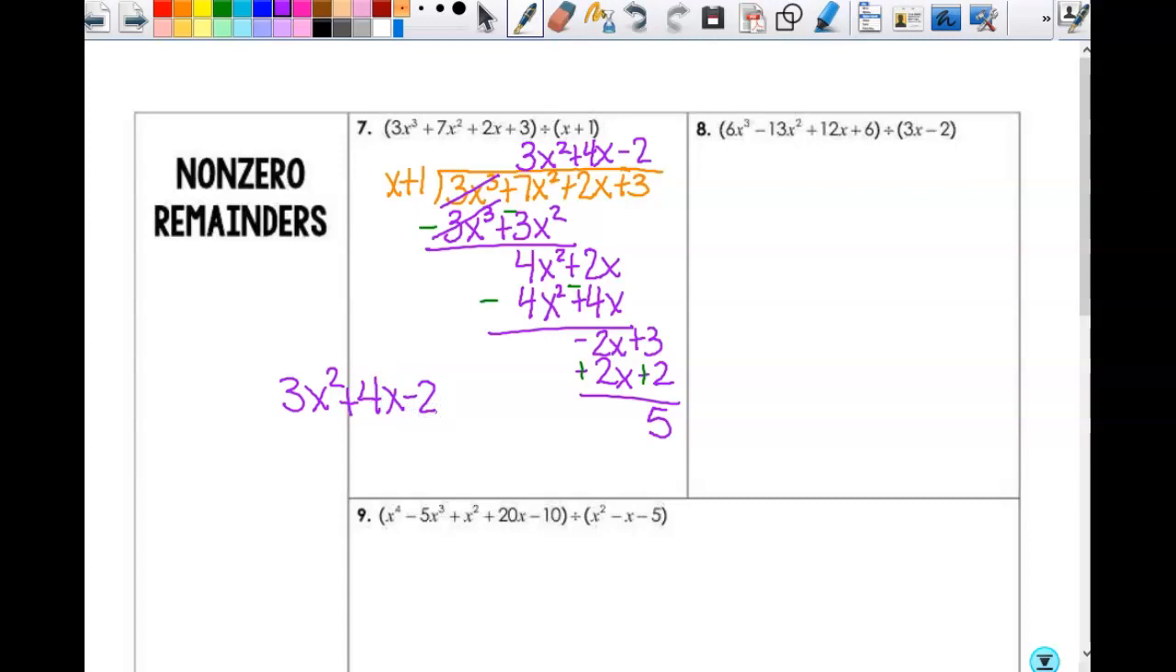You always add the remainder, even if it's a negative number, and I'll explain that a little bit more later on. So it's plus 5 over what? X plus 1. There you go, and that is your answer. Okay, we good? All right, so y'all do the next one on your own.